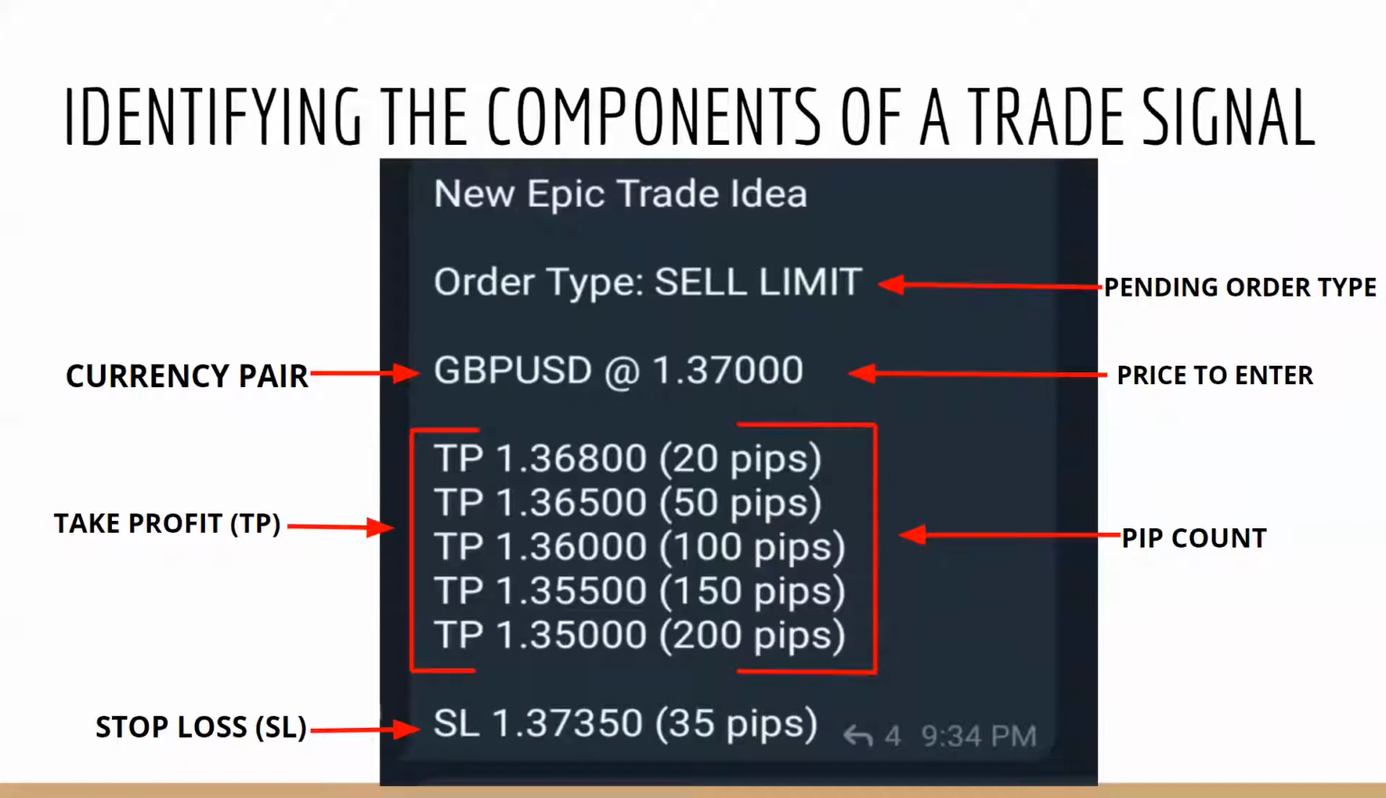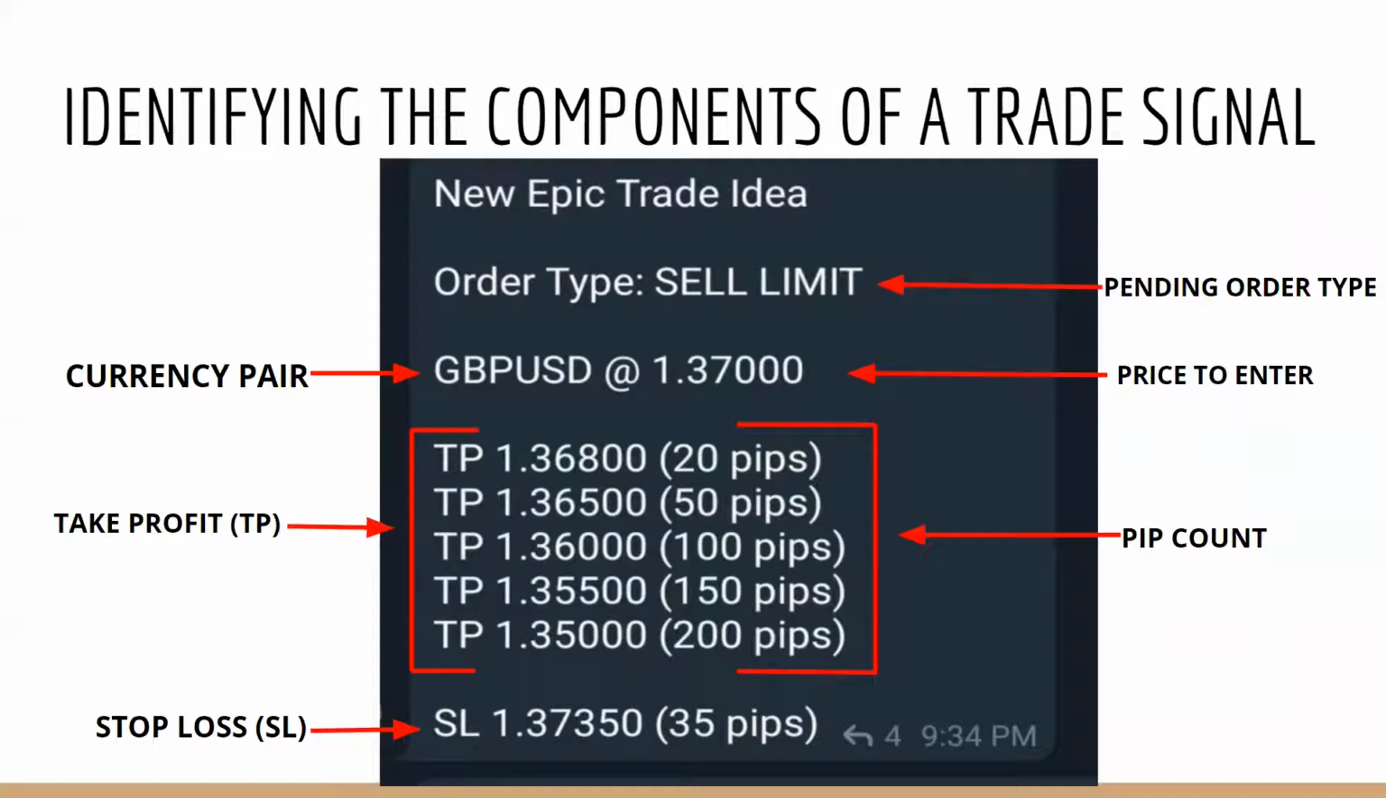So the signal for a pending order looks a little different from market execution. The main difference you want to notice is the order type, which now says a sell limit. It is very important because you don't want to put in a trade for market execution, which is the current price, if it's for a sell limit. That is a pending order that goes in at the price that you specify.